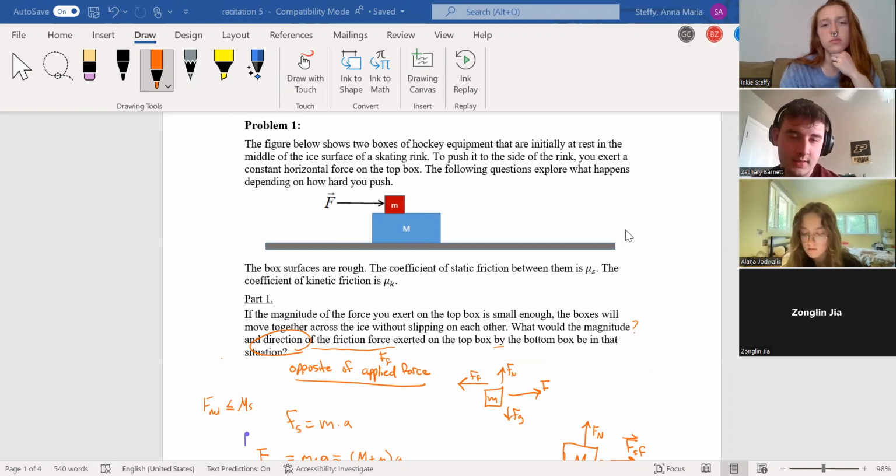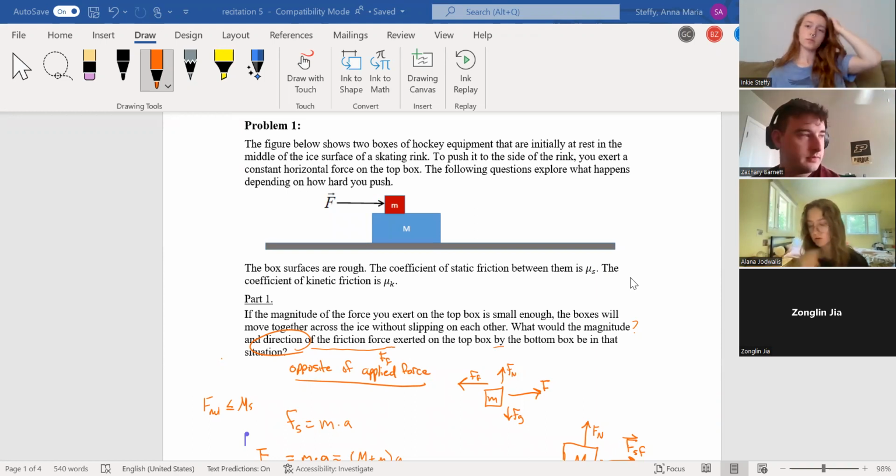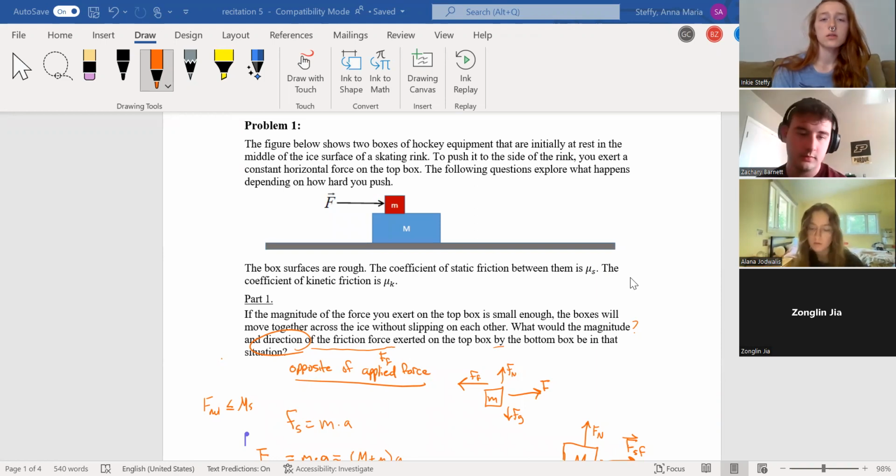I didn't really get the sense that it was necessarily a constant speed. It was talking about almost starting off, because they say the boxes will move together across the ice without slipping. And when that comes to my mind, that means they're not already moving. Okay, so it's not constant speed. Yeah, I get the idea now.